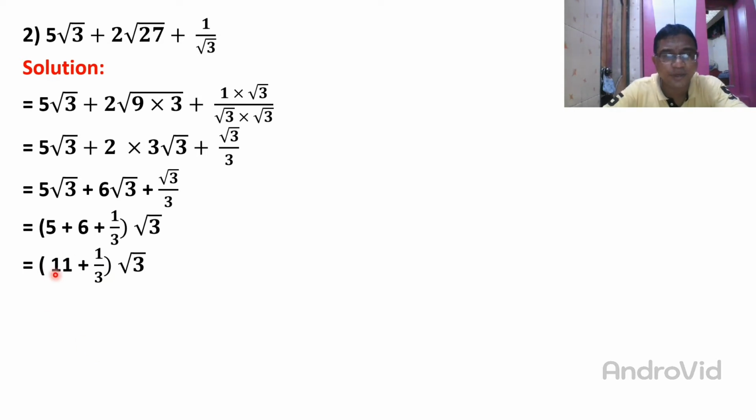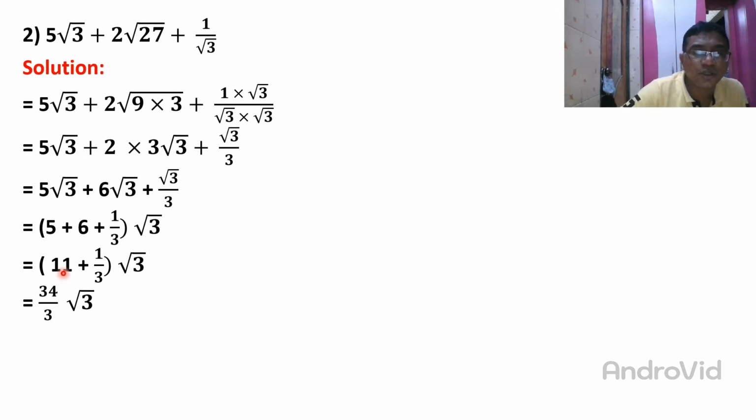Here there is no denominator, so the denominator is 1. So here the denominator is 1 and here the denominator is 3. So 1 and 3, which is the bigger number? 3. So 3 is the LCM. So which number multiplies 1? Then you get 3. So 3 into 11, 11 threes are 33. So 33 plus 1 is 34. So 34 upon 3 root 3.